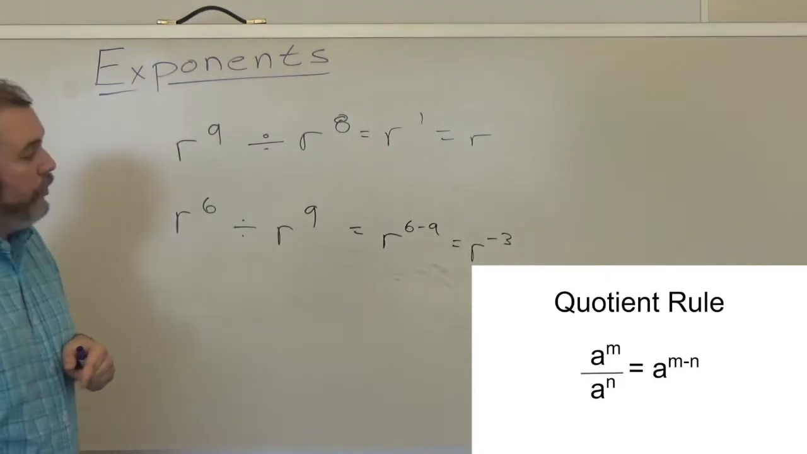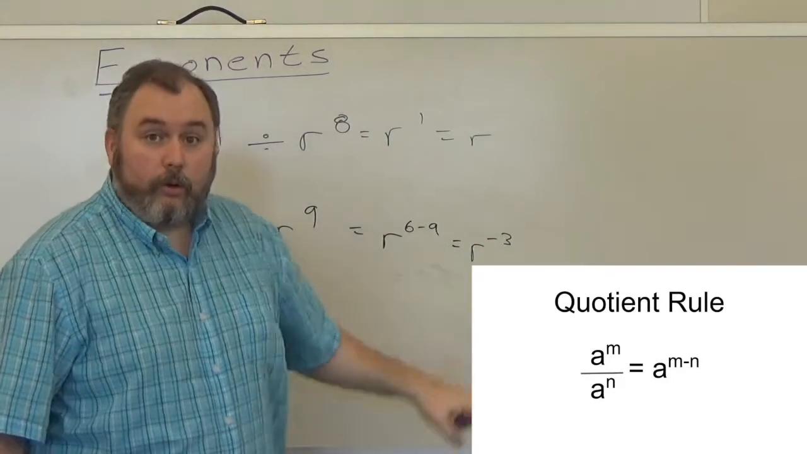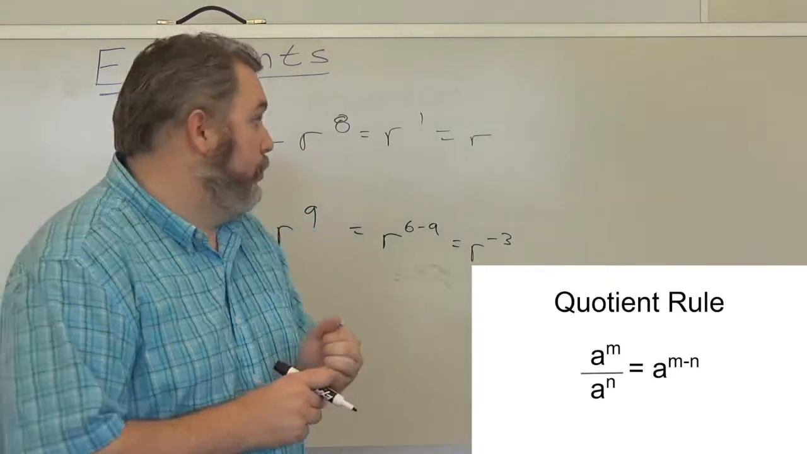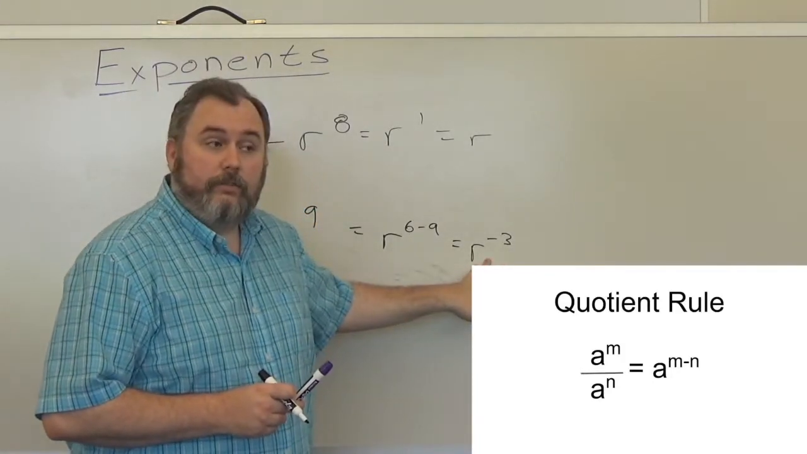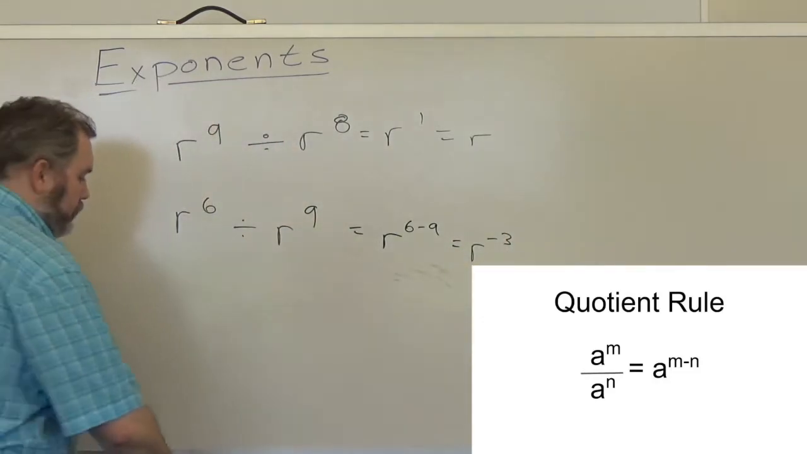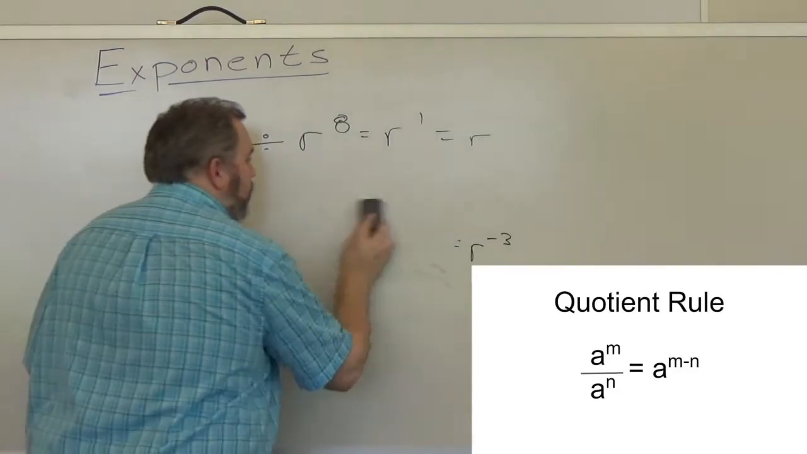Now, this is okay. You are going to come up with exponents that have a negative in them. We will be doing some more things dealing with negative exponents, but not right at this moment. One last one.